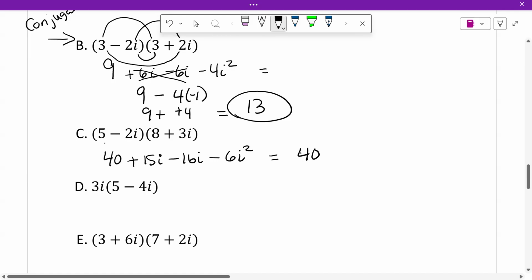All right, so 40, 15 minus 16 is minus I. And then minus 6I squared. What's I squared? Negative 1. So minus 6I squared is actually plus 6. So it's going to be 46 minus I.